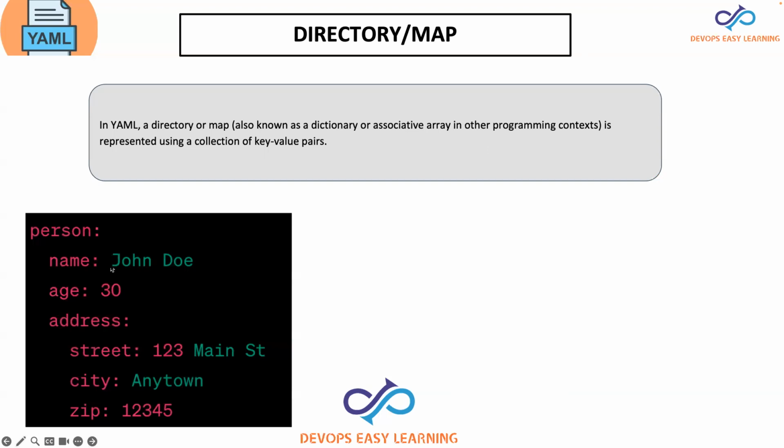This is actually a map. We are defining what the person is by giving his name, his age, his address. All right, and on his address, we are defining the street, the city, and the zip code. So this is what's called a directory map, or also called a dictionary in YAML.